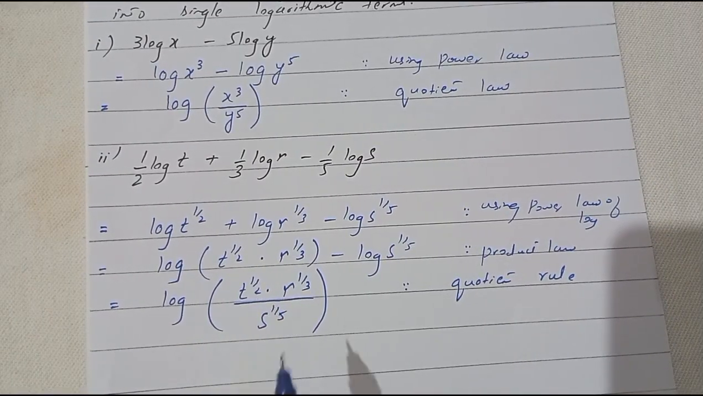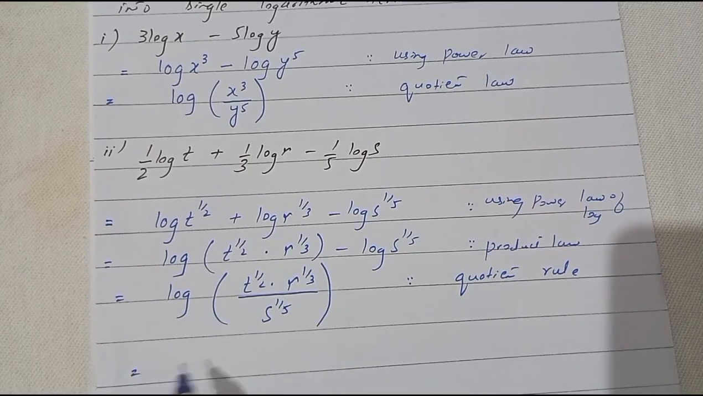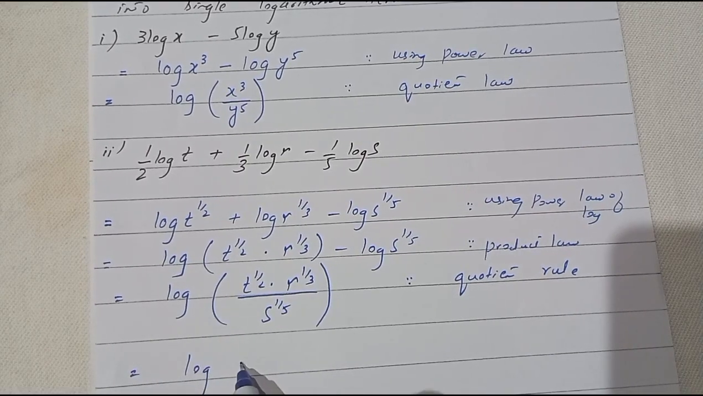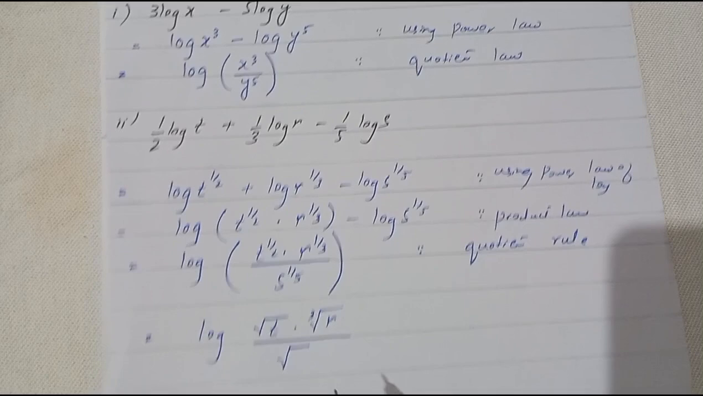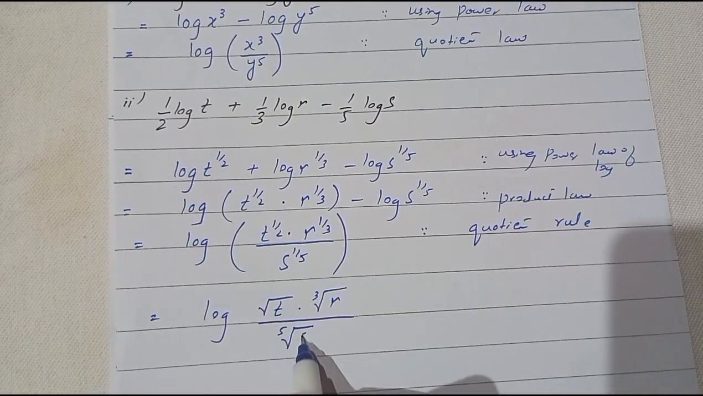We can also write them in radical form as log of square root of t multiplied with cube root of r divided by fifth root of s.